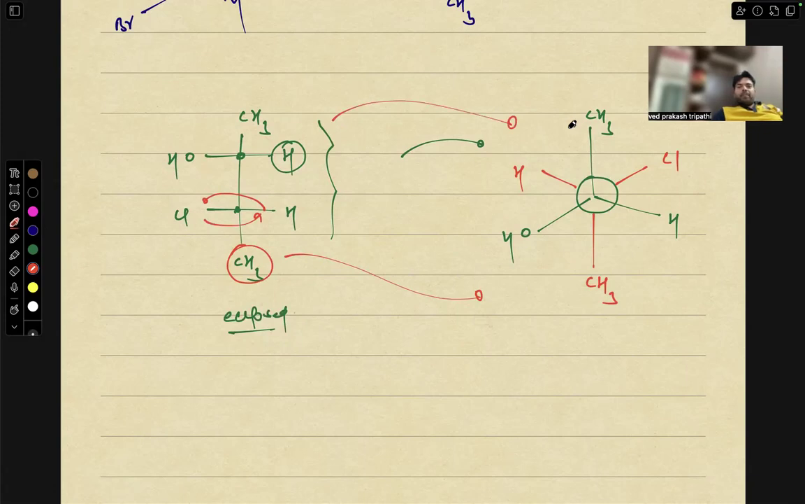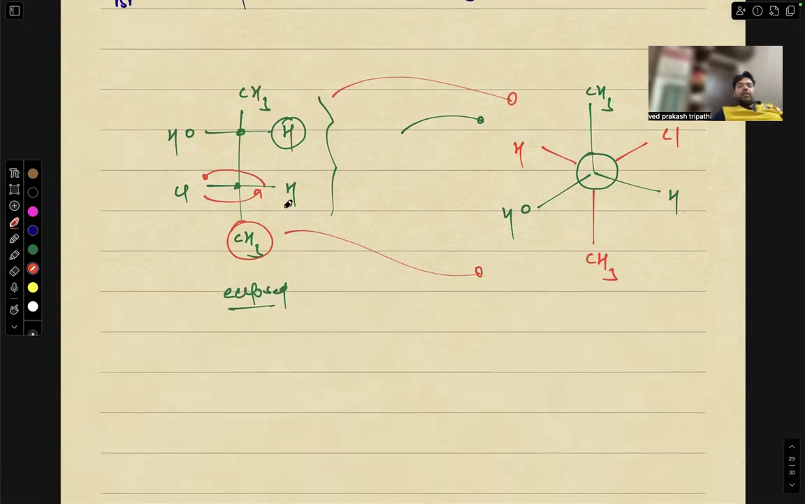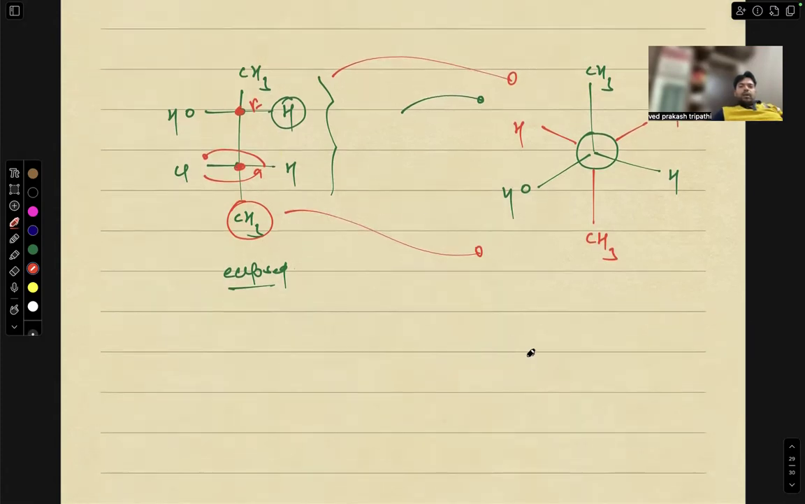Okay. So this is the trick basically. Keep the front one the same, like this is the front one, so keep this one as the same. And now for the bottom carbon, just exchange with the horizontal lines. So it can give you direct conversion. I hope it makes sense. And if you want to draw the staggered form, then you have to rotate the molecule.